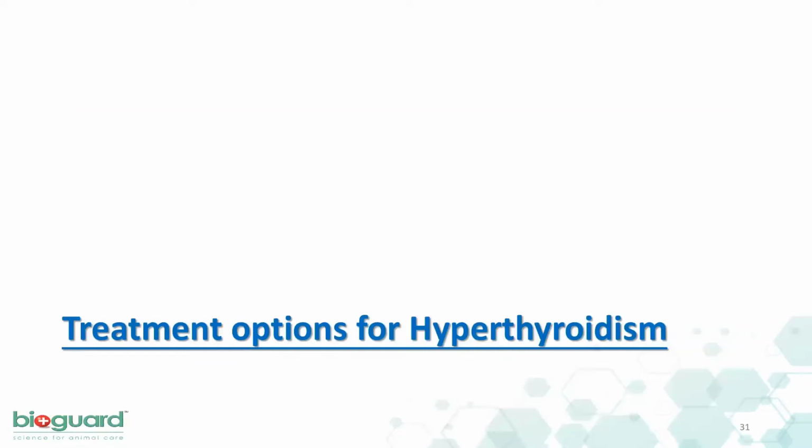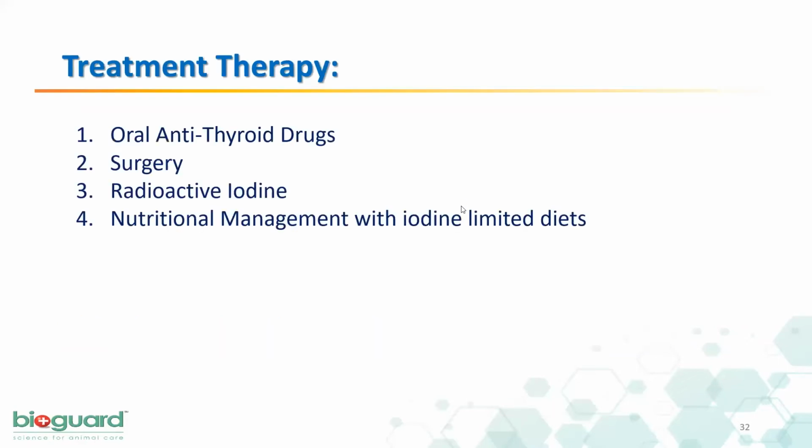So as I mentioned, there are many factors and reasons which are responsible for the proper diagnosis of hyperthyroidism. However, once you are confirmed that the cat or your pet has hyperthyroidism, then of course we need to consider the management of this disease. For the treatment of hyperthyroidism, mostly there are four methods which are used by veterinarians these days. First is the oral anti-thyroid drugs, which are very easily available in the market. Second is the surgery method. The third one is the radioactive iodine treatment. And the fourth one is the nutritional management with an iodine-limited diet.